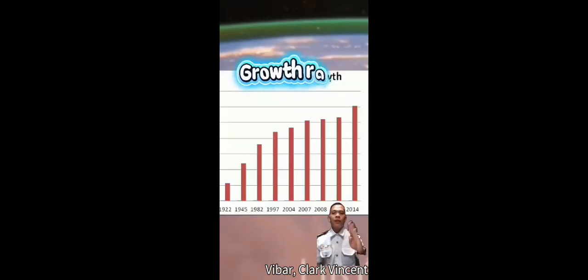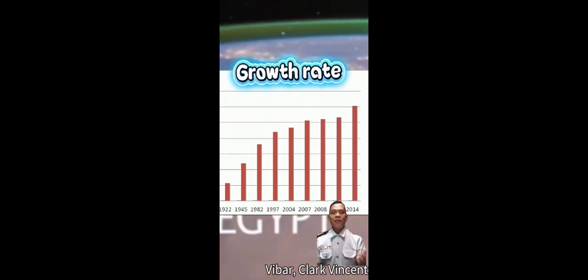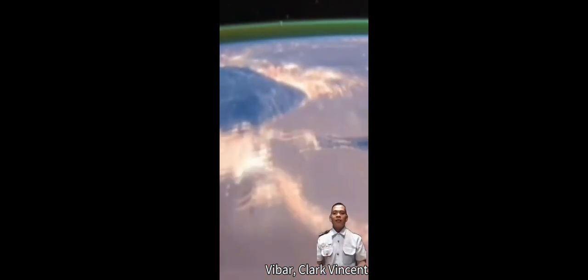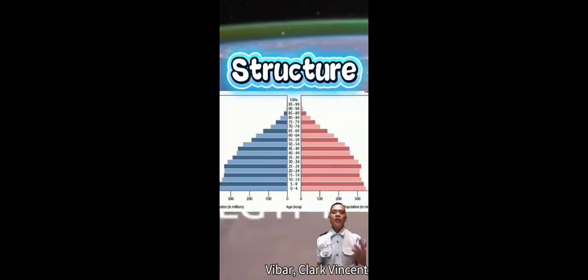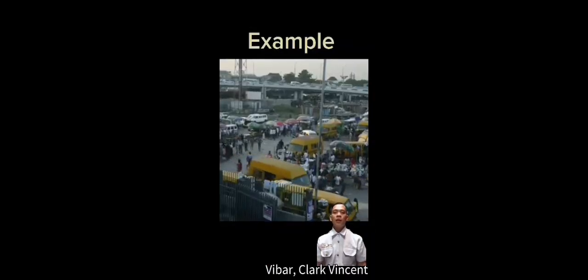Fourth, growth rate. How the size of the population changes over time. Last one, structure. The composition by age, gender, ethnicity, and so on. Example, the population of Nigeria is over 200 million people with high density in urban areas like Lagos.